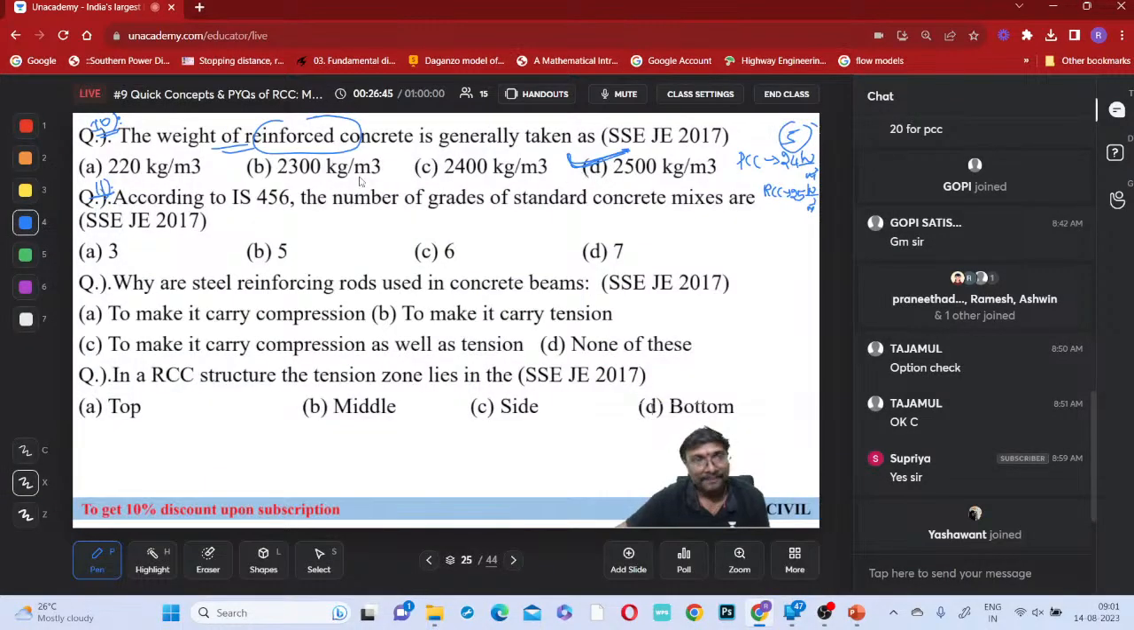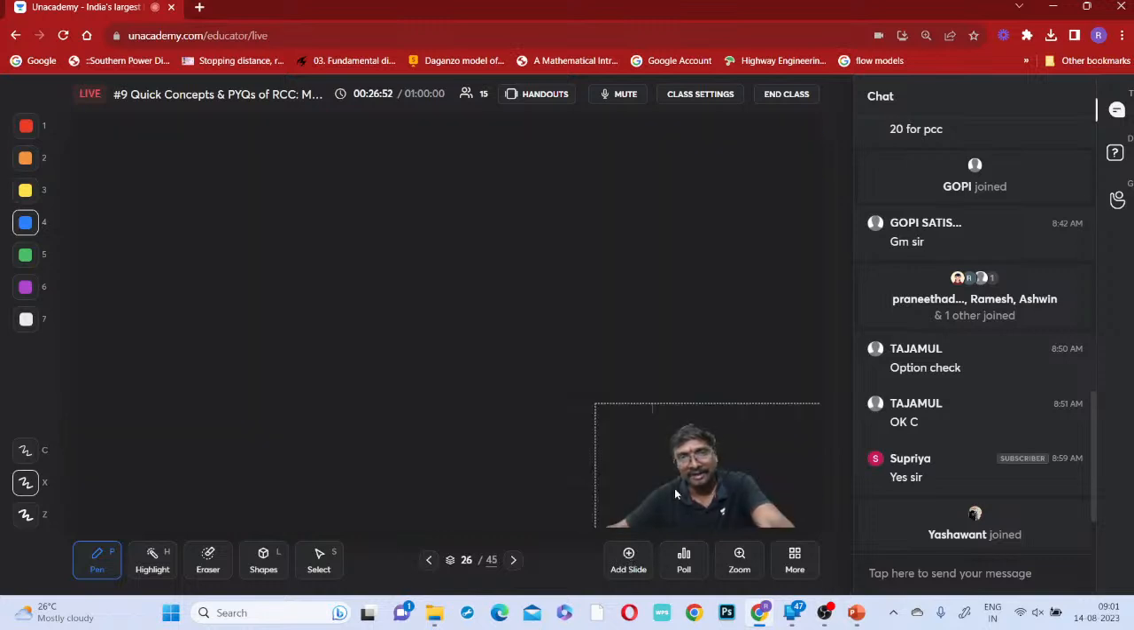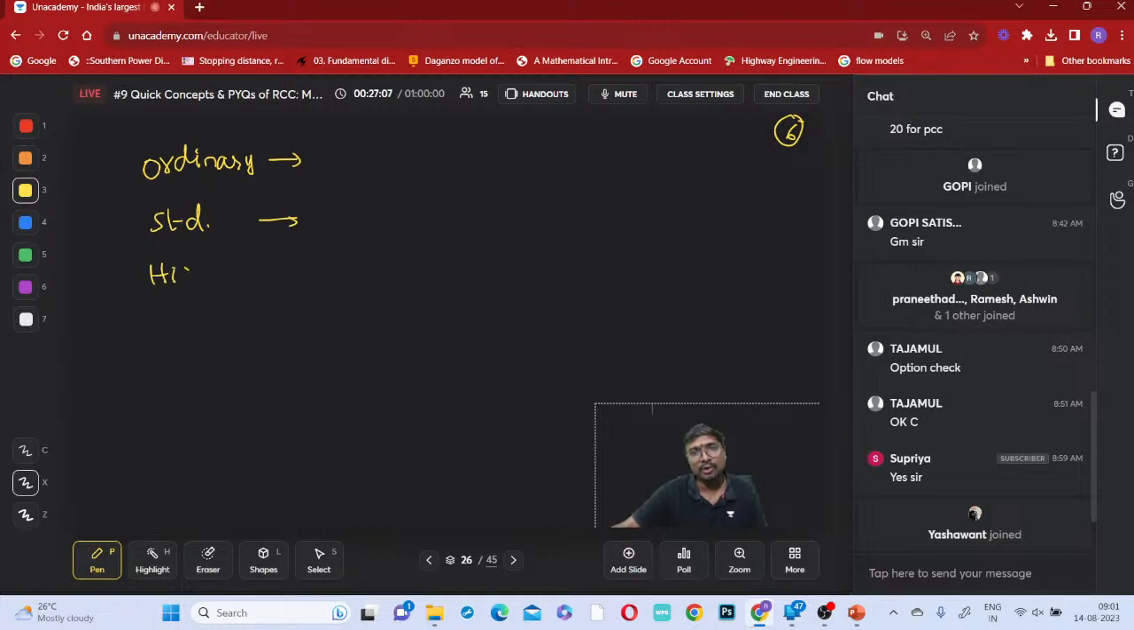Right, Yashwant, good morning. According to IS 456, the number of grades of this standard concrete makes, right? Do you remember this, everyone? We have discussed everything in our class, right? Whenever it is ordinary concrete, what can you say, all of you? Ordinary concrete, and this is standard concrete, and this is high strength concrete, right? As per the old specifications and as per the new specifications. Tell me, everyone, does anybody remember?